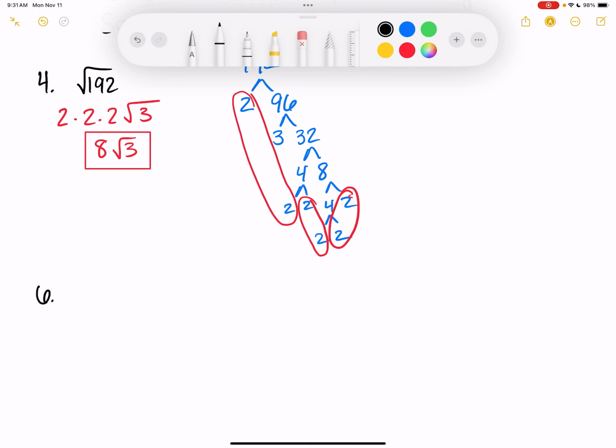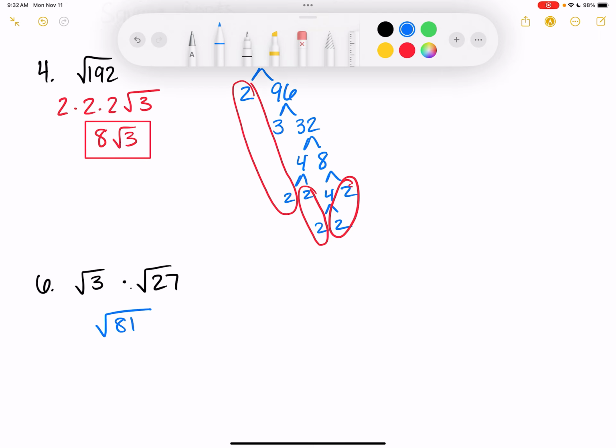All right, 6. The square root of 3 times the square root of 27. When I have square roots being multiplied by each other, I can multiply what is inside of them. So this would be the same as the square root of 81, which is 9. It's positive and negative, we know that. But these are just square roots, so it's all positive. That's if we're solving an equation that it's positive and negative.